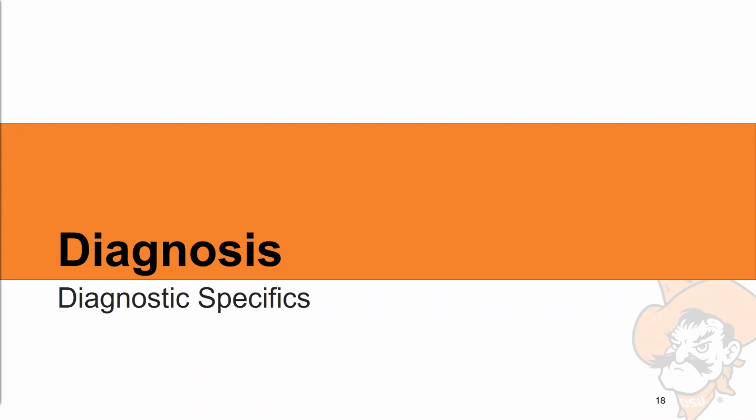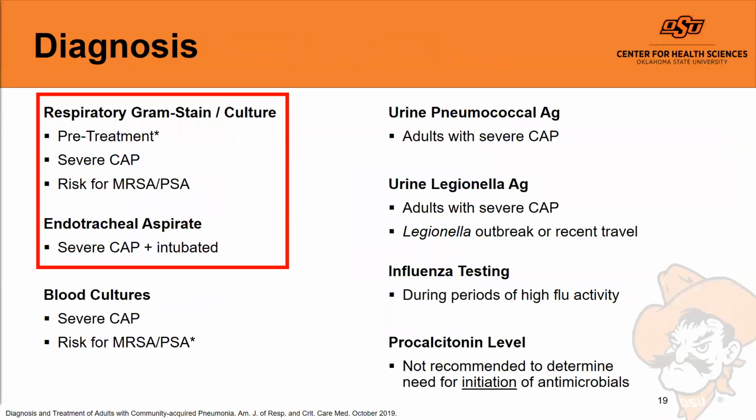For the final component of diagnosis, we'll delve into some of the recommendations regarding diagnostic specifics. So labs, cultures, and imaging. First we'll talk about respiratory gram stain and culture, obtaining pre-treatment cultures and gram stain. Available literature showed that in patients, especially those in the outpatient setting and those with non-severe pneumonia, pursuing a microbiologic diagnosis via culture or gram stain does not change outcomes.